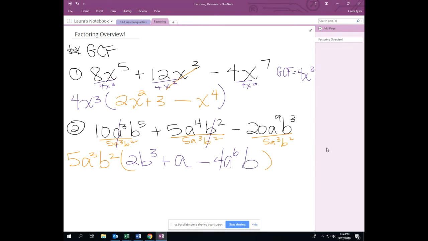If you're wondering where I'm getting all of these powers on my variables, the powers are coming from subtracting the exponents. Top exponent minus the bottom exponent. And if the exponents happen to match, then in that situation, they actually just cancel each other out. So that's where that stuff is all coming from. And that's GCF factoring.